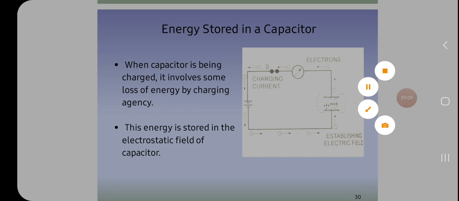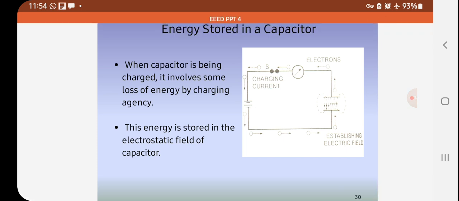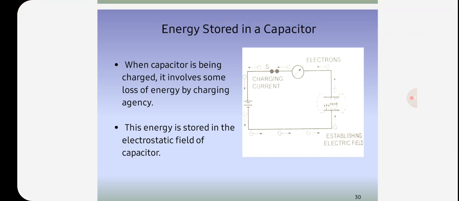So here, energy stored in a capacitor. Here is the diagram for energy stored in a capacitor. When a capacitor is being charged, it involves some loss of energy by the charging agency. This energy is stored in the electrostatic field of the capacitor.